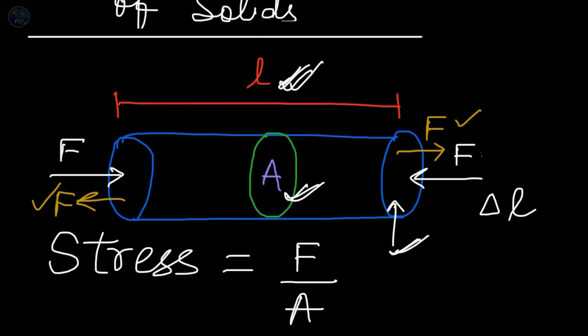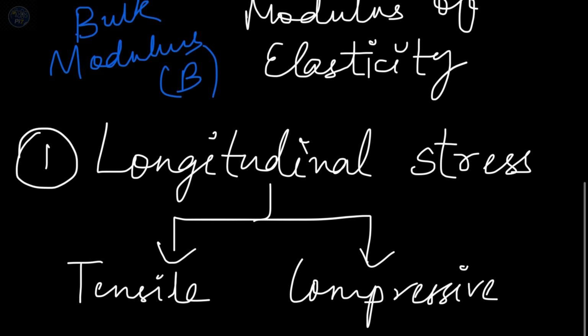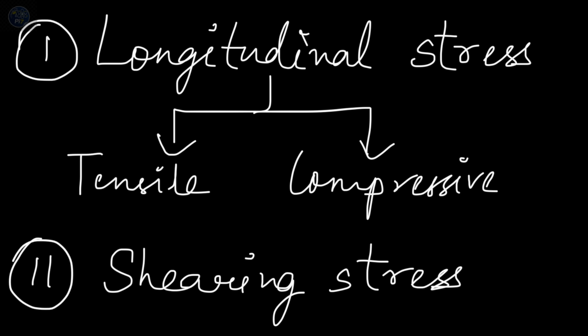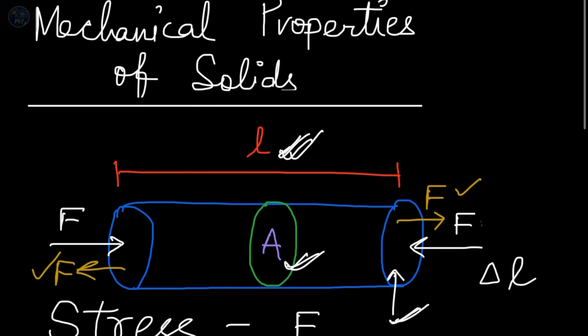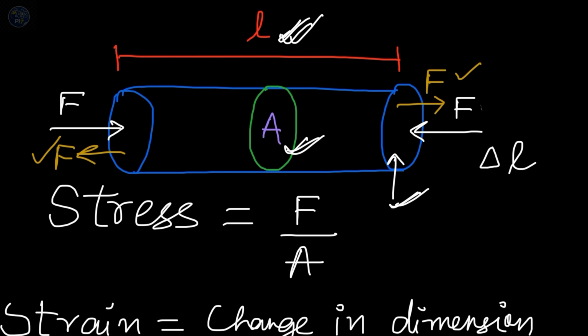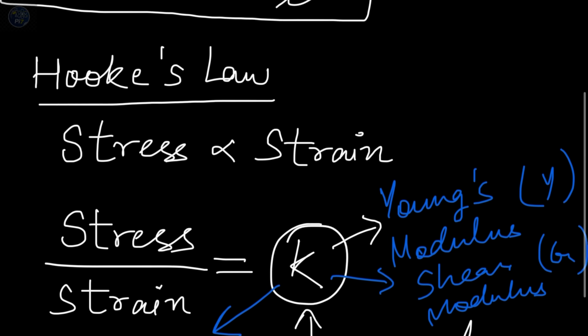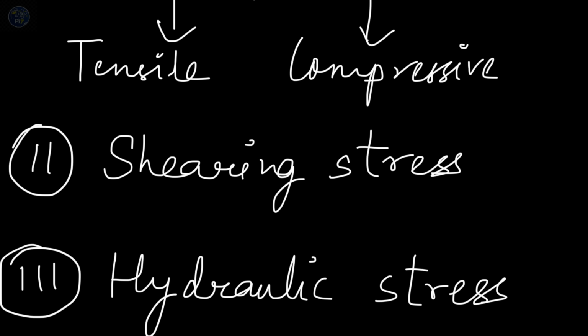So whenever the applied force on the solid material is perpendicular to the cross section of the solid material, the stress developed in the solid material is known as longitudinal stress. Longitudinal stress has two types, tensile and compressive. In the example which we took, the rod is under compressive stress. Okay. If the applied force is parallel to the cross section of the solid, then the solid material is under shearing stress and the corresponding strain produced is called as shearing strain. And when our solid is submerged in a fluid, then the stress developed in the solid material is hydraulic stress and the corresponding strain produced is called hydraulic strain.